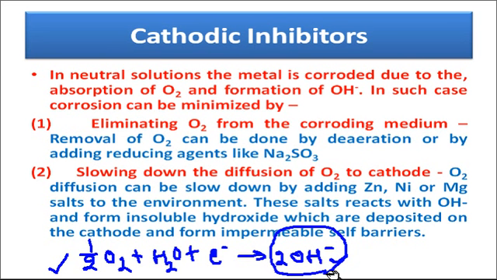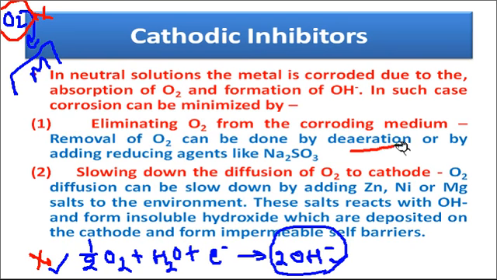So how can we control this? First, we can eliminate oxygen from the corroding medium. If this is our cathodic part of the metallic surface, if oxygen could not reach the metallic surface, then this reaction would not happen. So first we can eliminate the oxygen from the surrounding medium. This oxygen is eliminated by using the deaeration method or by using reducing substances like sodium sulfite. These can react with oxygen and oxygen will be removed from the metallic surroundings.